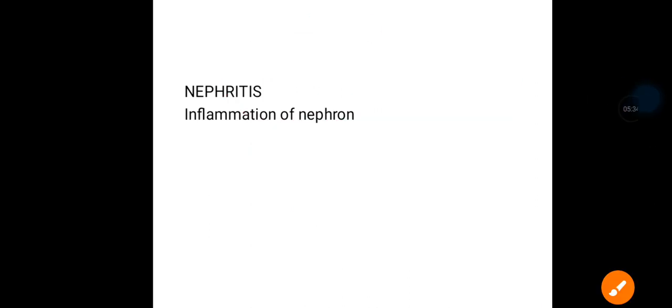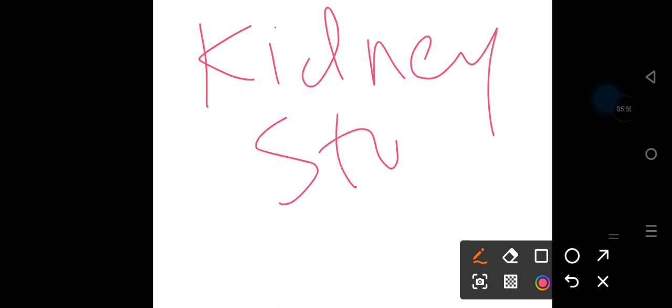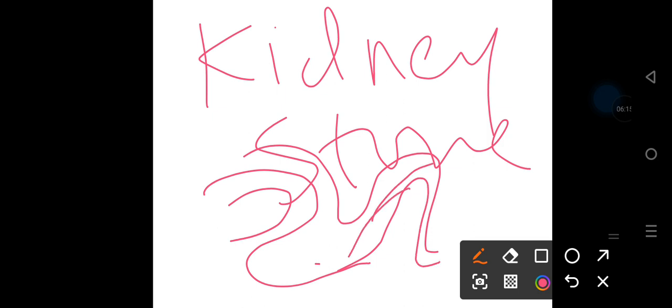Kidney stone. This is another kidney disease. Kidney stone is a condition in which there are stone-like materials along the tubules. A condition in which there are stone-like materials along the tubule is known as kidney stone. So if we have this as our tubule, look at the tubule. Along this tubule, you have stone-like materials growing there.